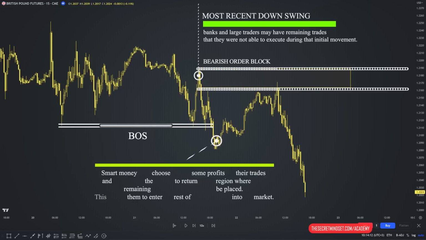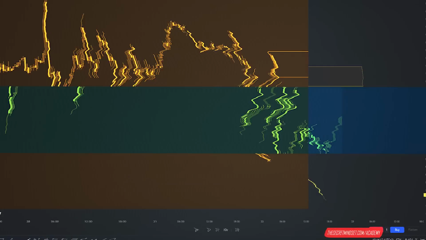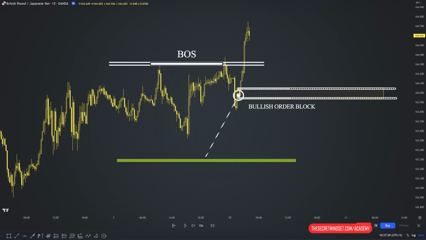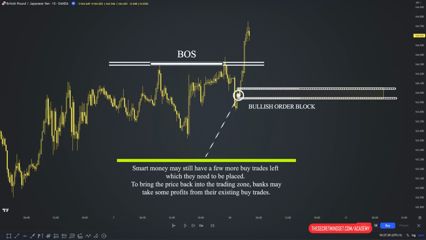In such cases, these market participants may choose to take some profits off their trades and manipulate the market to return to the region where their remaining trades were intended to be placed. This allows them to enter the rest of their positions into the market. In this example, when the price shoots up, creating the order block and forming the BOS, the banks still have a few more buy trades left.